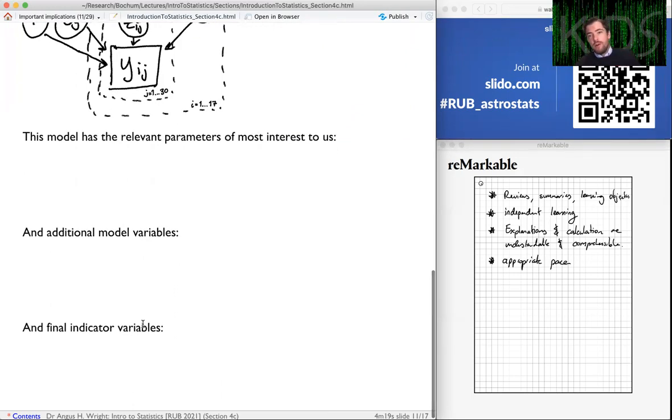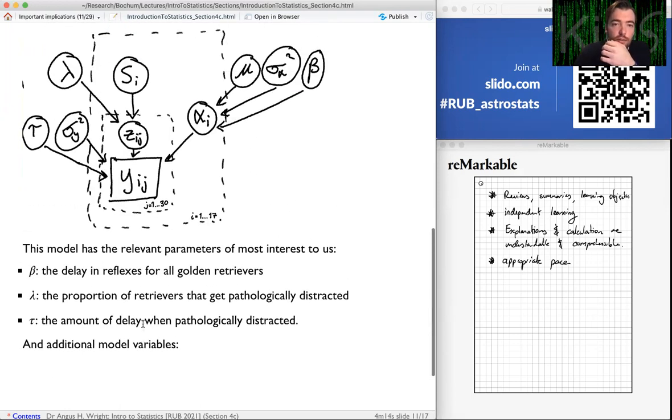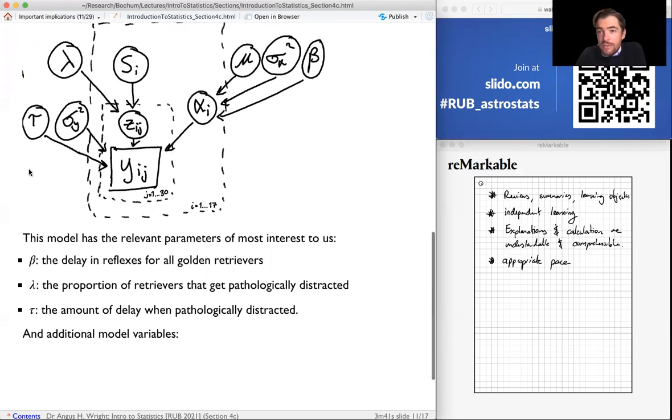That model is the final model that we consider, and it has a few important parameters that are relevant. The first of which is the delay, the genetic delay attributed to all golden retrievers. The second is the proportion of golden retrievers that are pathologically distracted, the probability of them being pathologically distracted in any experiment. And tau is the delay that happens whenever they get pathologically distracted. Those are the three variables that we're actually interested in.